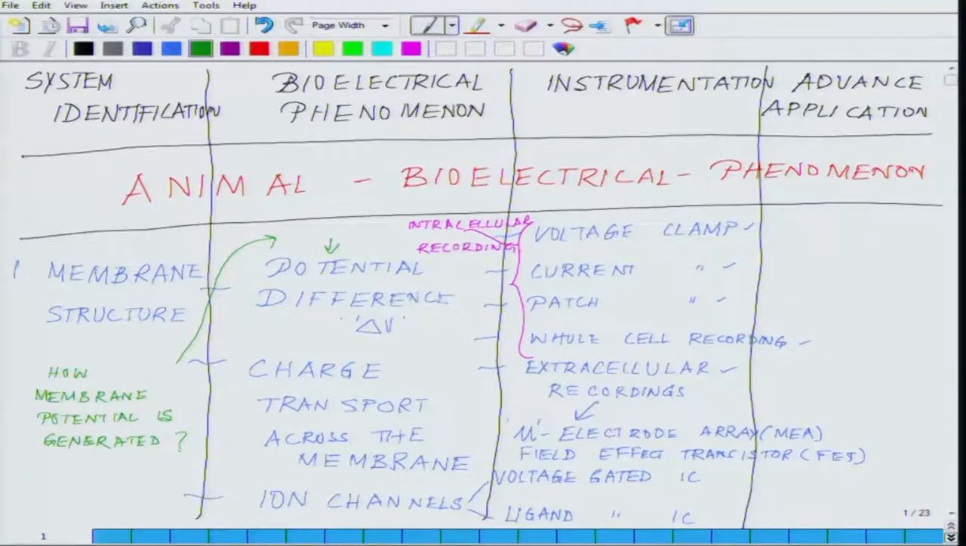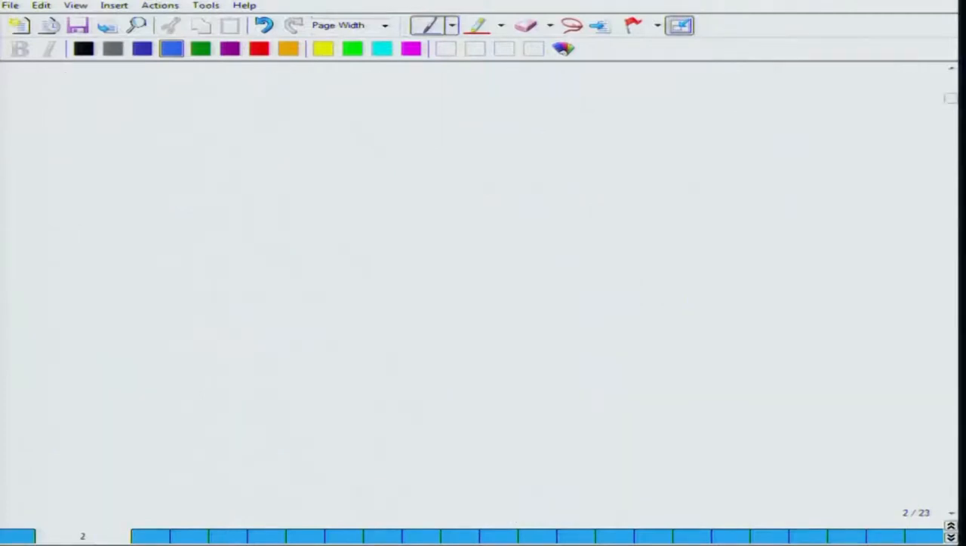This potential difference leads to a charge transport across the membrane, and in this whole game of understanding the membrane structure, I should put it more correctly, membrane structure and dynamics, because there are other events which are taking place. Let me move on to the next slide, where we will be talking about what the other events involved in this process are.